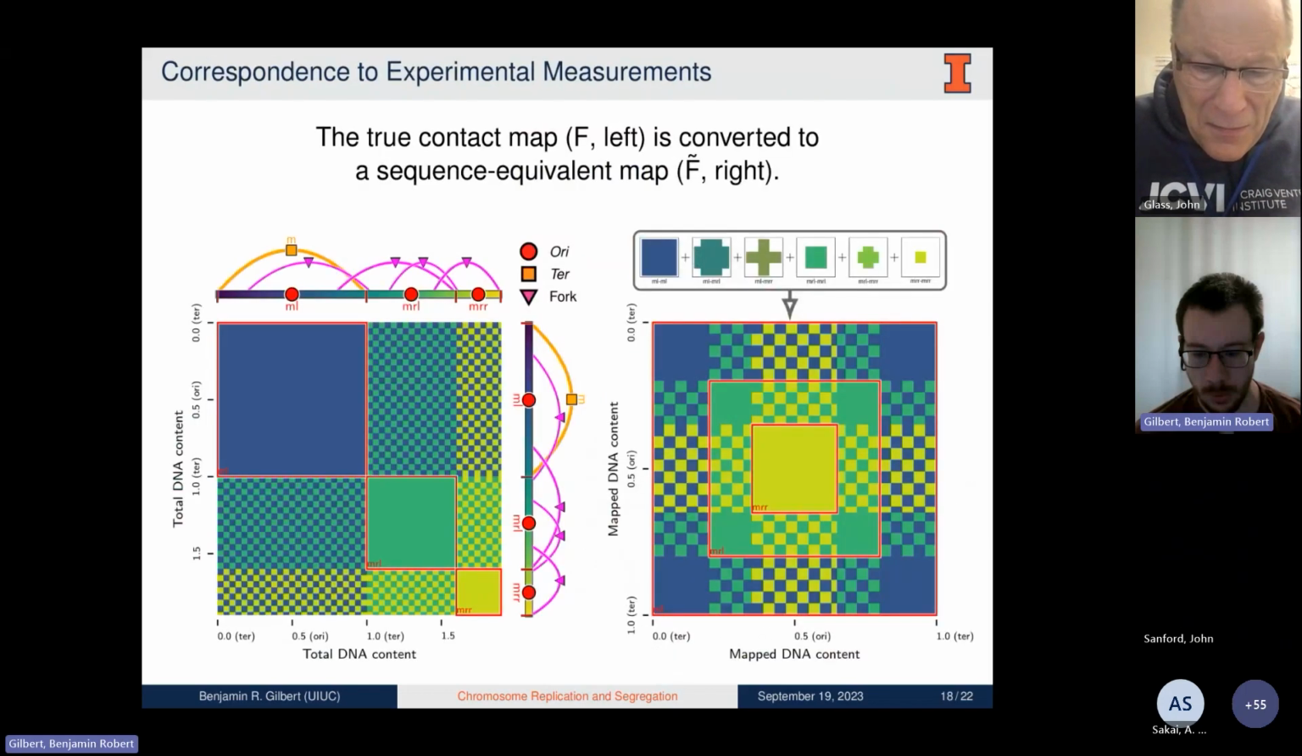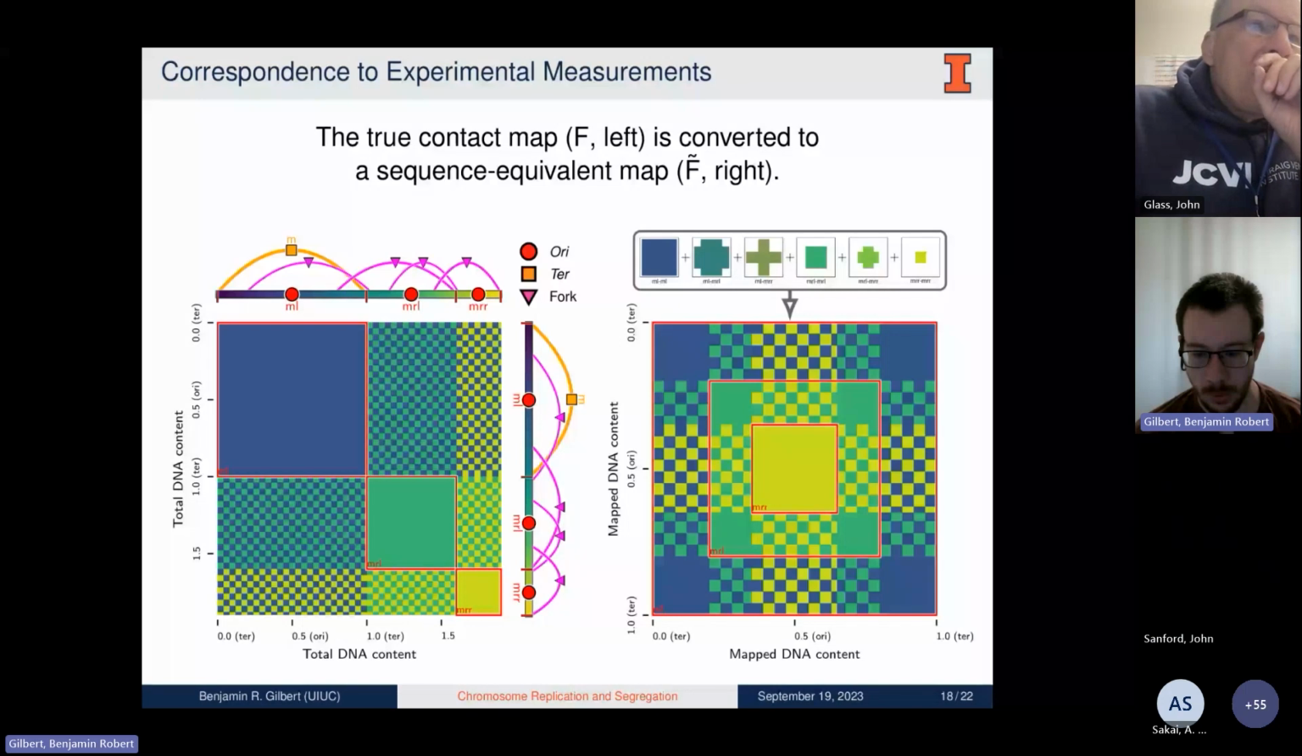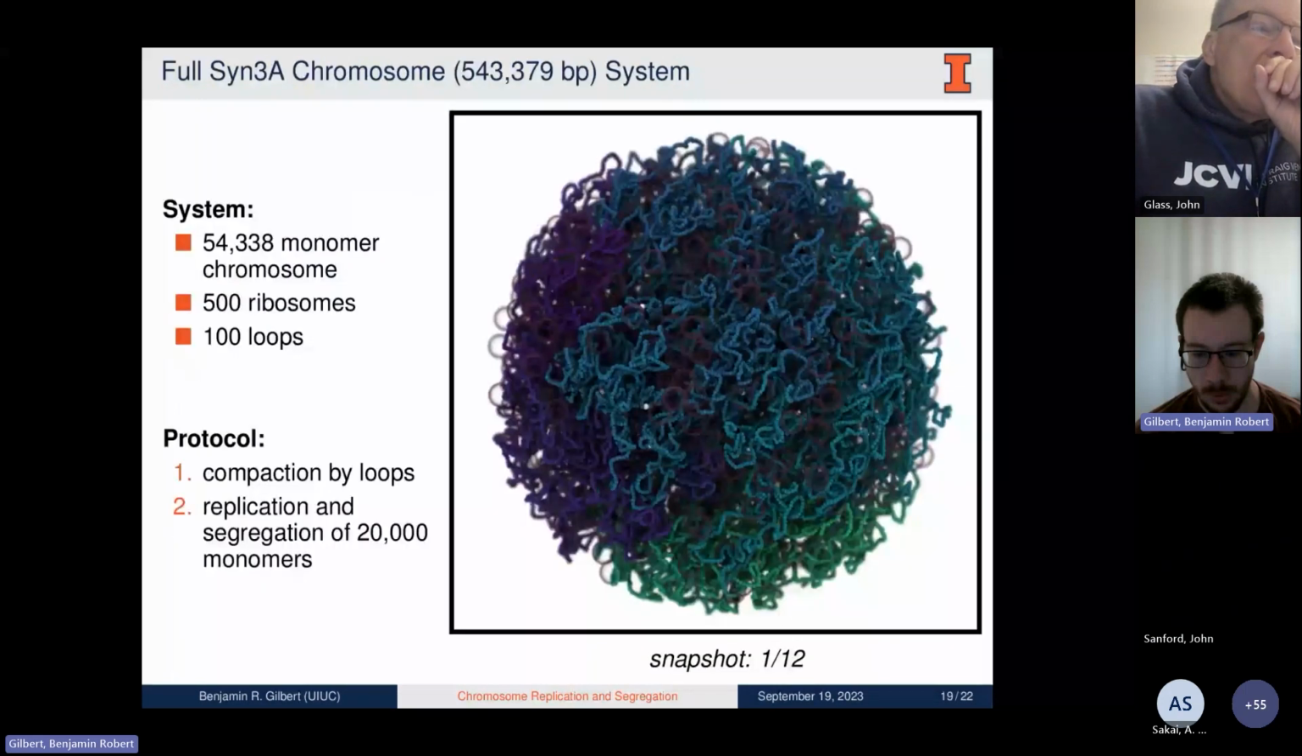And so we can only compare this to experimental measurements if we then have a means to actually map it back to what is seen. So what we do is we take our true contact maps on the left, and then we convert them to sequence equivalent maps using this procedure that I'm showing where we sum up the different contributions. And these actually reproduce contact maps that show the standard behavior of a circular chromosome and the expected power law behavior.